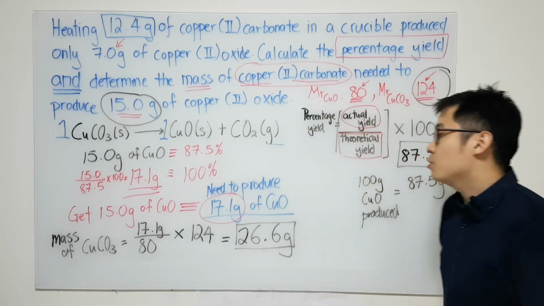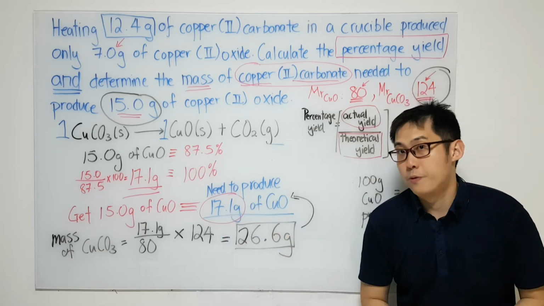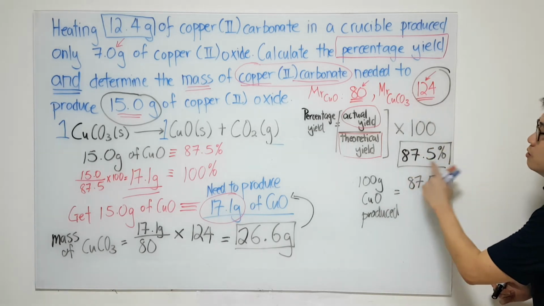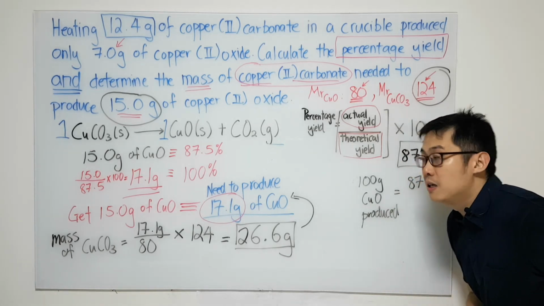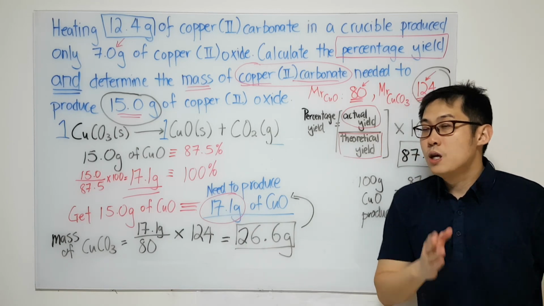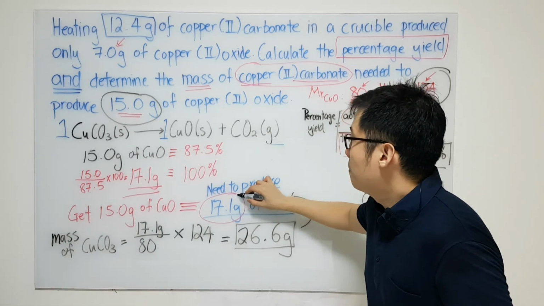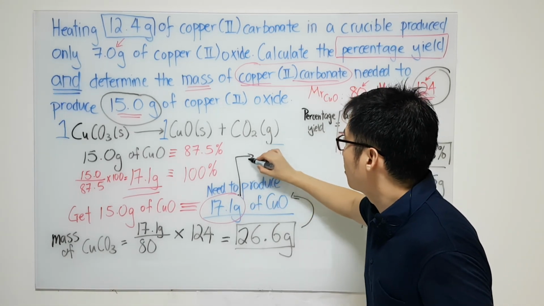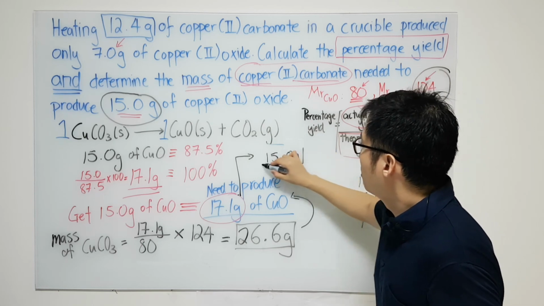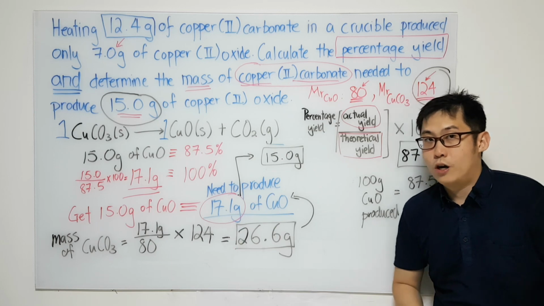Which means that by using 26.6 grams of copper carbonate, I will be able to obtain, assuming everything goes well, 17.1 grams of copper oxide. And because, however, the percentage yield is 87.5%, this means that out of this 17.1 grams of copper oxide, I will then only be able to retrieve 15.0 grams. And this, student, is how you can solve this type of question. Thank you.